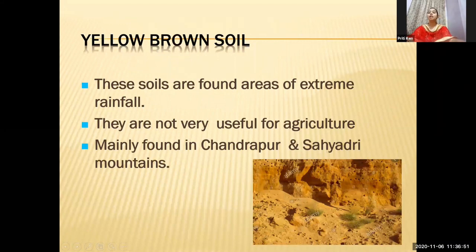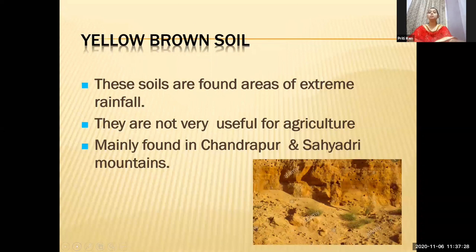Now see, yellow brown soil. The name itself says it is yellow and brown in color. As you can see in the picture also, the color of this soil is yellow brown. See the first point: this soil is found in the area of extreme rainfall. Extreme rainfall means high rainfall. The area which is having high rainfall, in those areas you find this type of soil. They are not very useful for agriculture as it is having high rainfall.